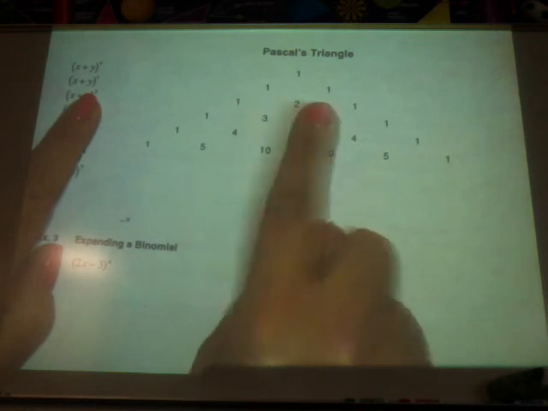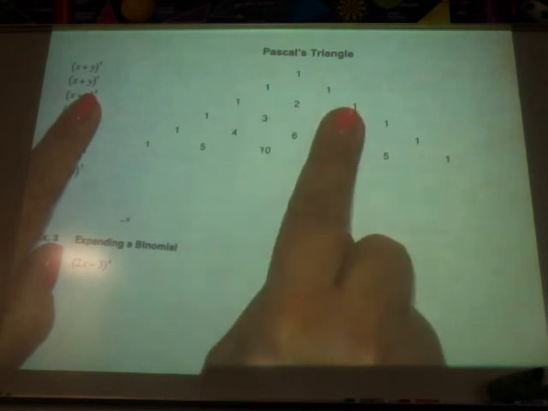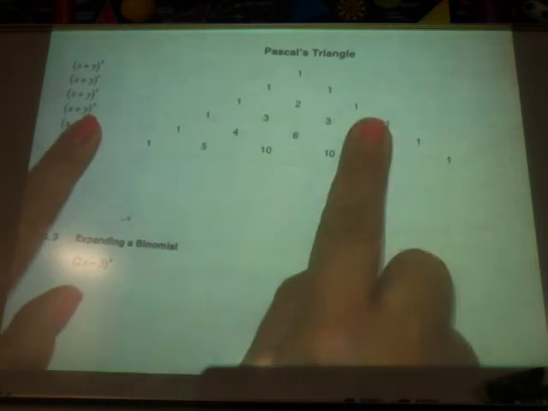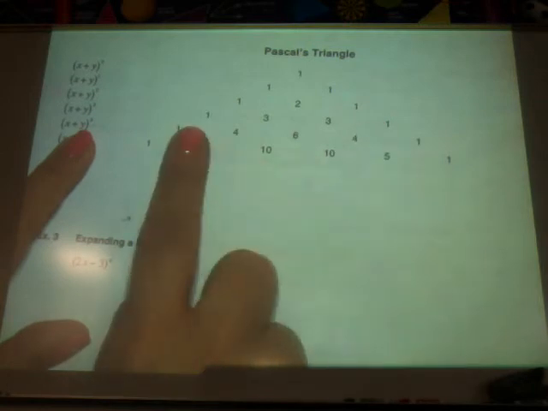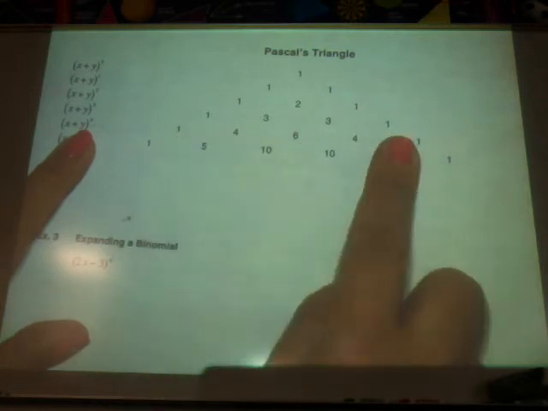What's 1 plus 1? 2. What's 2 to the second power? 4. What's 1 plus 2 plus 1? 4. I'll do one more. What's 2 to the third power? 8. What's 1 plus 3 plus 3 plus 1?